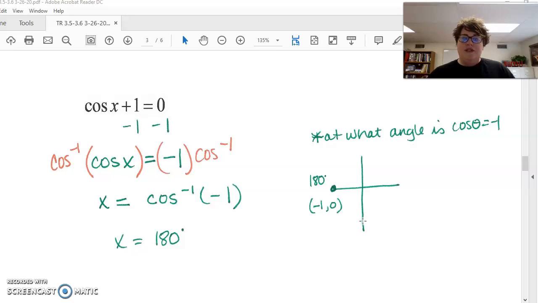Okay, and the next one, subtract 1 from both sides, take the inverse cosine of both sides. You get your x out. At what angle is the cosine negative 1? So this was only happening in one place and just 180 degrees.